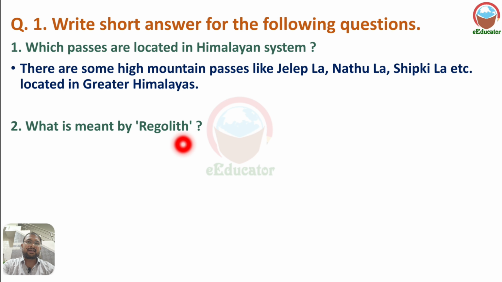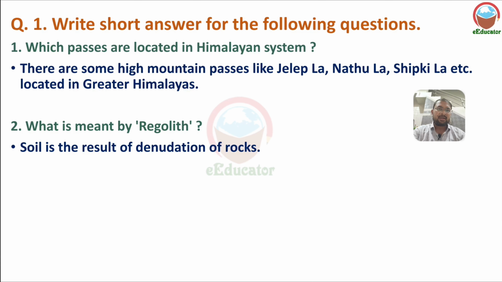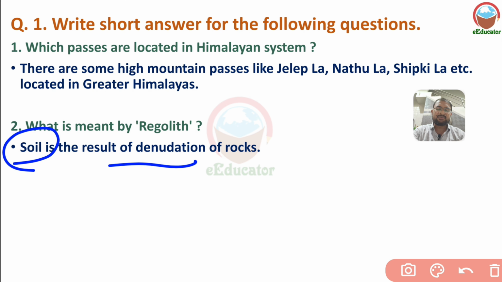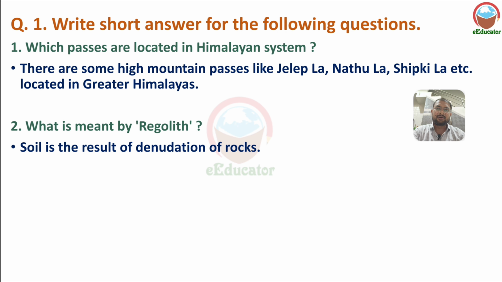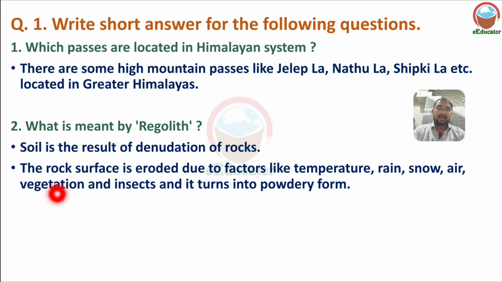What is meant by regolith? Soil is a result of denudation of a rock. How is soil formed? Soil is formed because of denudation, because of erosion of a rock. The rock surface is eroded due to factors like temperature, rain, snow, air, vegetation and insects, and it turns into powdery form. So these are the agents of denudation.